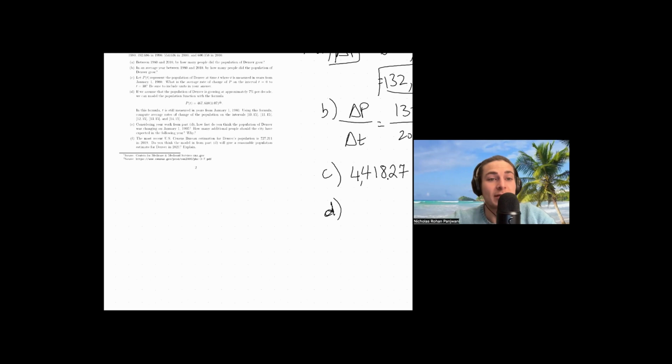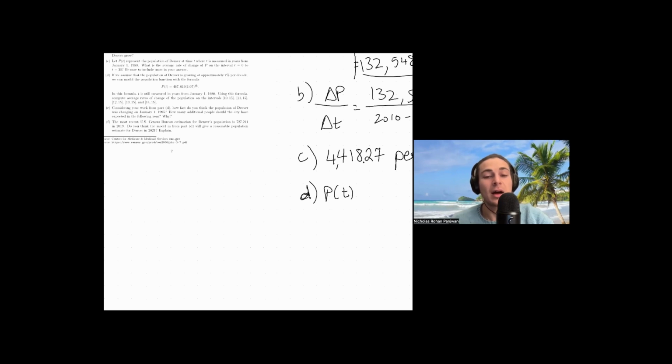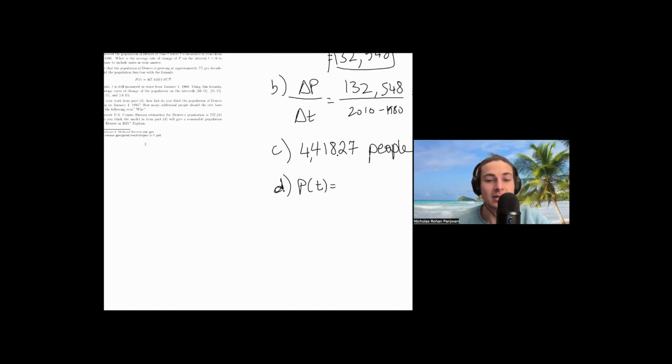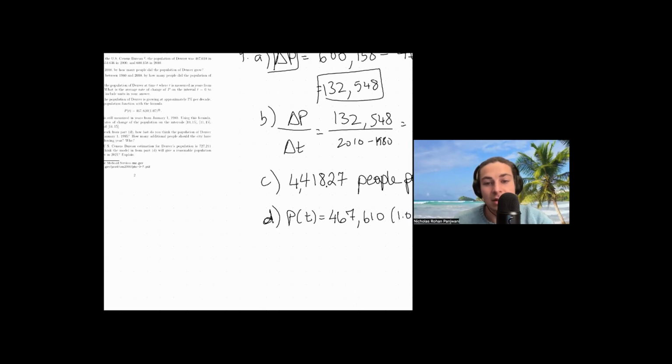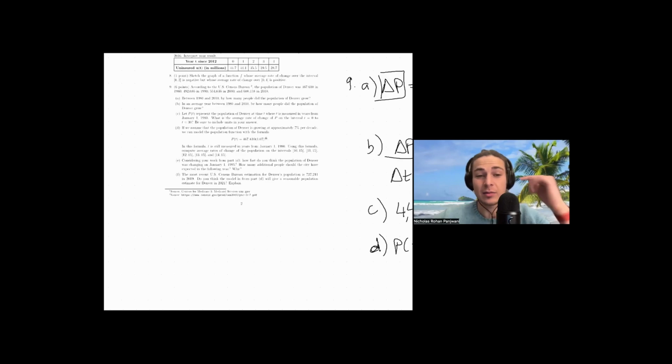If we assume that the population of Denver is growing at approximately 7% per decade, we can model the population function with the formula P of T equals 1.07 to the power T over 10. Often I'll notate important information from a problem when I'm starting my solution. That gets you thinking of math as a language, and you're taking notes like you might on a history text or something like that. In this formula, T is still measured in years from January 1st, 1980.